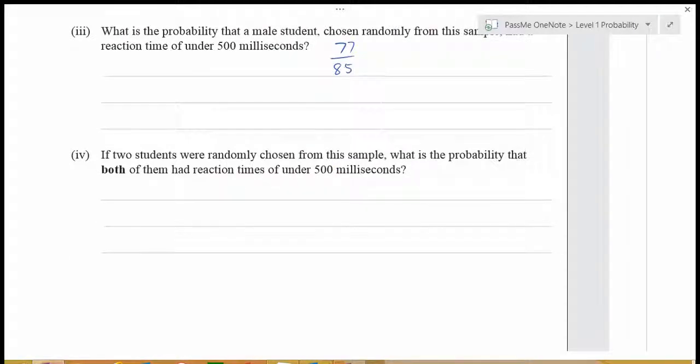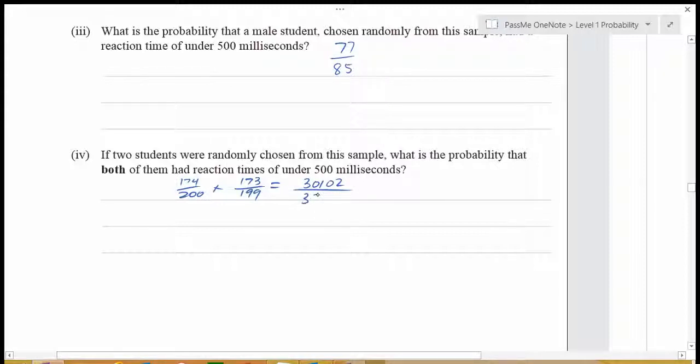And our last question, if two students were randomly chosen from the sample, what is the probability that both of them had reaction times of under 500 milliseconds? So for the first one, we've got 174 out of 200, and for the second one, there's going to be one less, so it's going to be 173 out of 199, and that's going to give us a fraction of 30102 over 39800, which is a little bit difficult to understand, so putting it into a decimal is not a bad idea. So we could write that as 0.7563 if we wanted to.